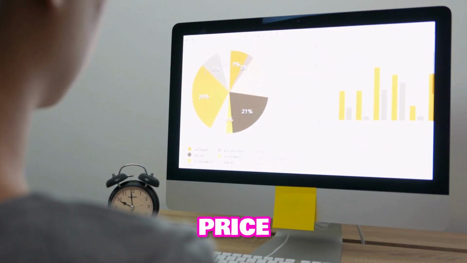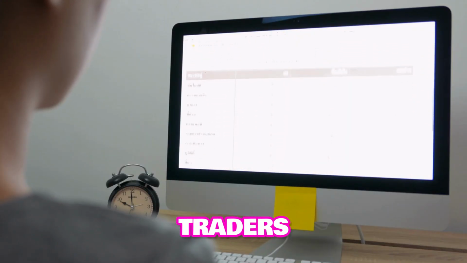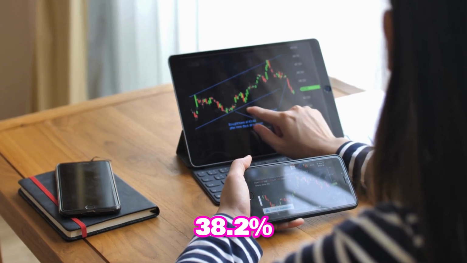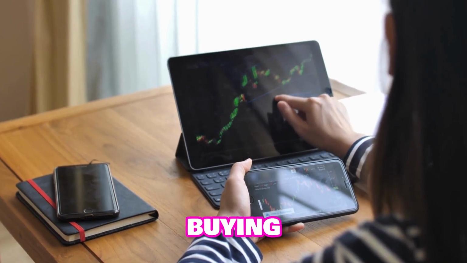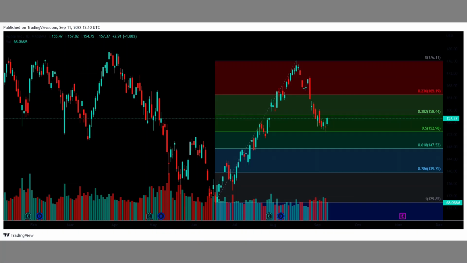For example, if the price of a cryptocurrency is rising, traders might look for a retracement to the 38.2% level as a potential buying opportunity. Similarly, during a downtrend, the 61.8% level might serve as a resistance point.